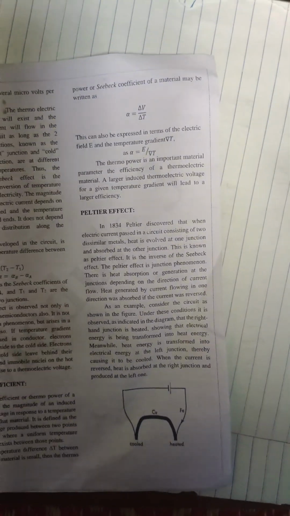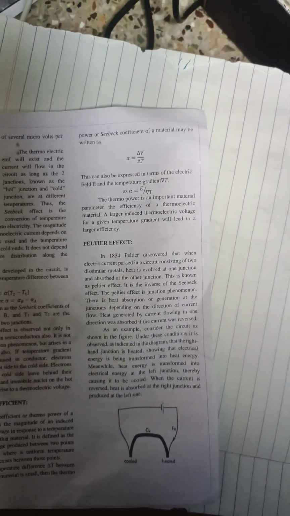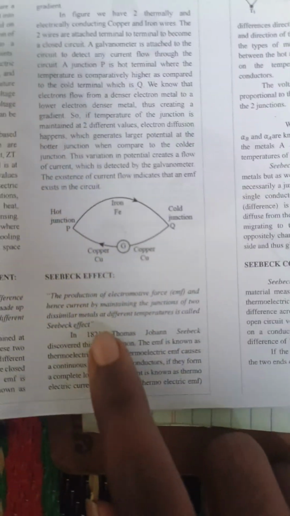And now we come to the Peltier effect, which is also a most asked question. You just make the points. This is the easiest way. I just segregated the things and brought them together. The Peltier effect is from 1834, whereas the Seebeck effect is from 1821. Peltier discovered that when an electric current passes through a circuit consisting of two dissimilar metals, heat is evolved.